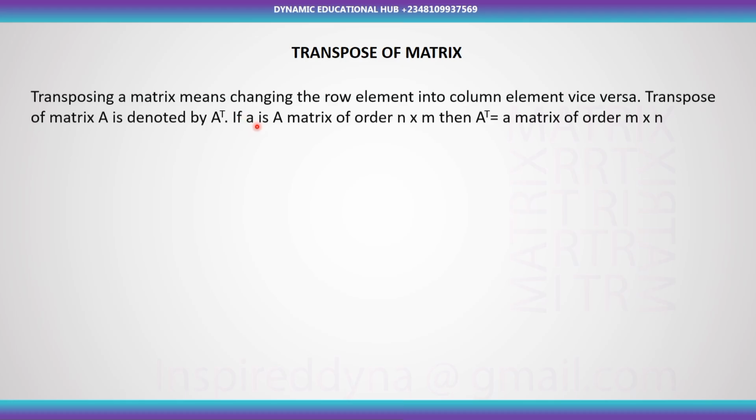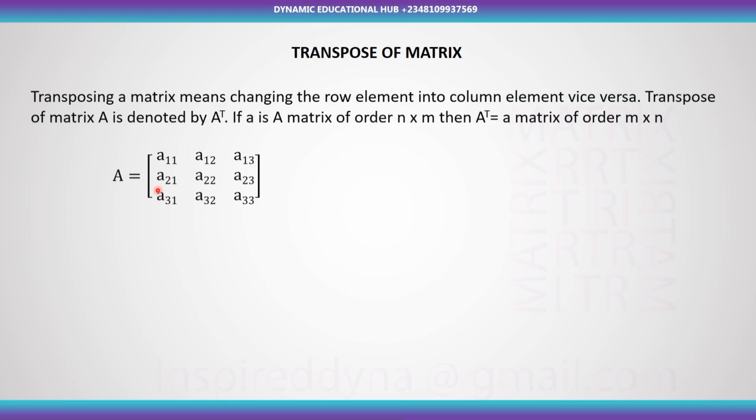If A is a matrix of order m times n, then A transpose is a matrix of order n times m. So what I've done here is I transformed the row elements into the column elements and the column elements into the row elements. That's what I've done here. For a better understanding, let's look at an example.